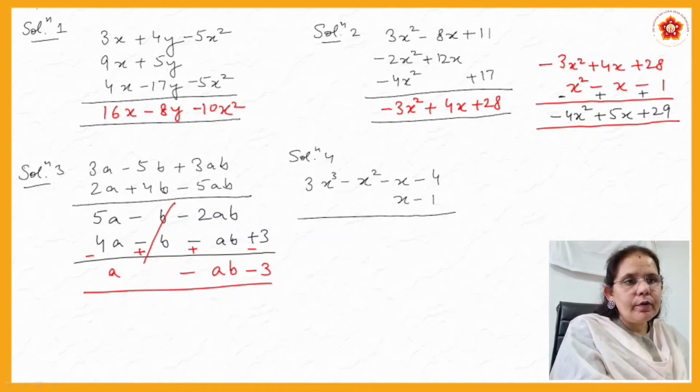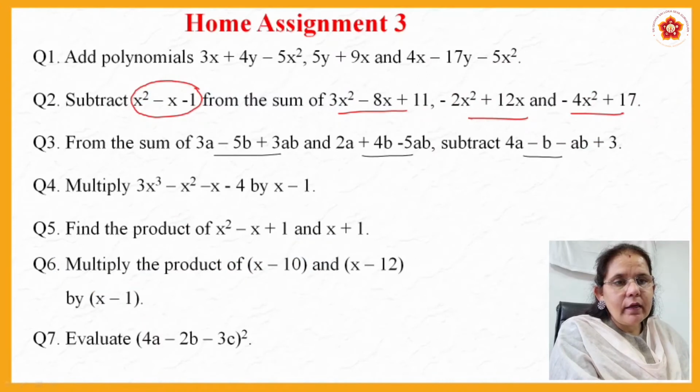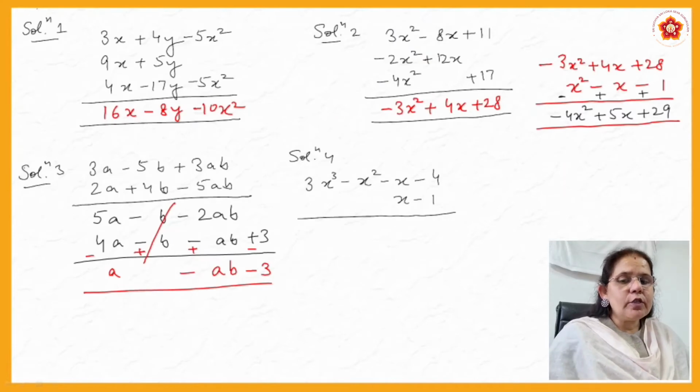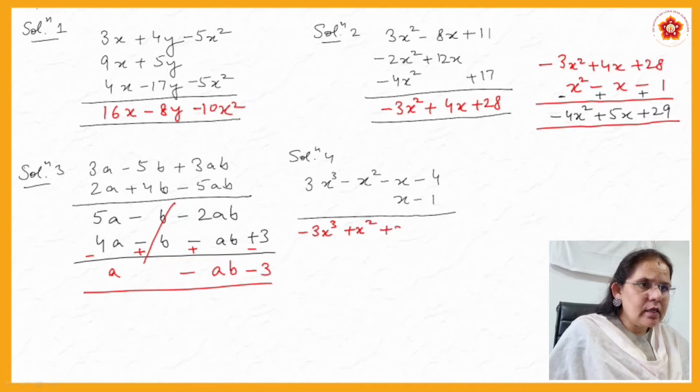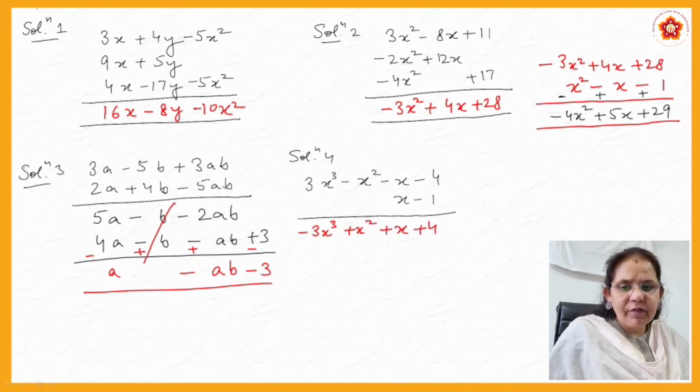In question number 4, we have to multiply the given polynomial. This polynomial is 3x cube minus x square minus x minus 4, and it has to be multiplied by x minus 1. So first put them together, and here I have put one polynomial below the other. So what can be done here is multiply by minus 1, every term to be multiplied by minus, so the sign will get changed. It is minus 3x cube plus x square plus x plus 4. This by 1 we have multiplied.